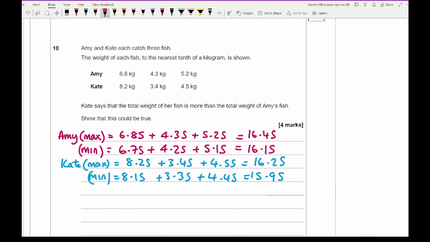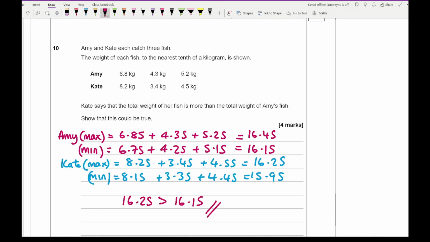Now, again, there are so many different ways that you can prove that this is going to be the case. But as you can see, for the example where Kate's weight is more than Amy's fish weight, I could go for Kate's maximum, which is 16.25, which is greater than Amy's minimum, which could happen, 16.15, and there is one outcome.